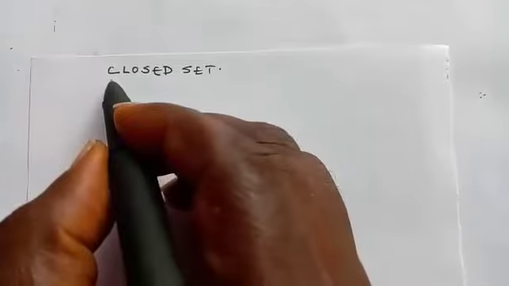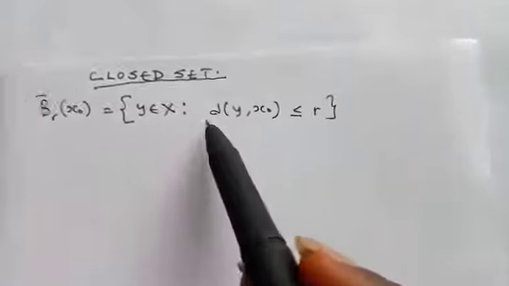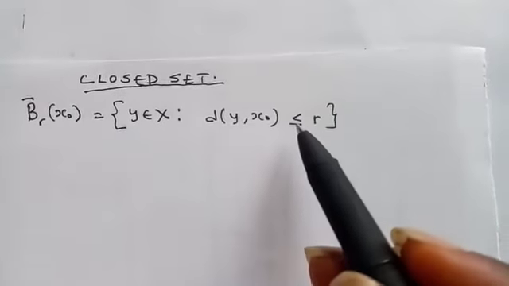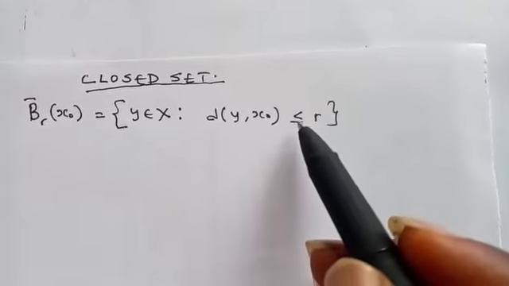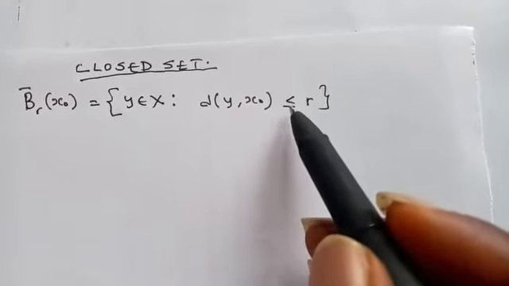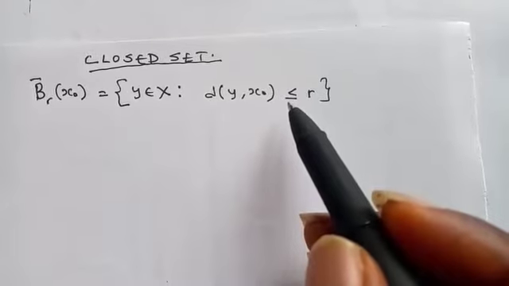Before we continue this closed set, let me quickly bring your mind back to the closed ball. We define the closed ball as follows: B_R bar equal to this. If you remember, this is the definition of our closed ball. The only difference from the open ball is that there is a strictly less than sign there, but here there is a less than or equal to sign for the closed ball.